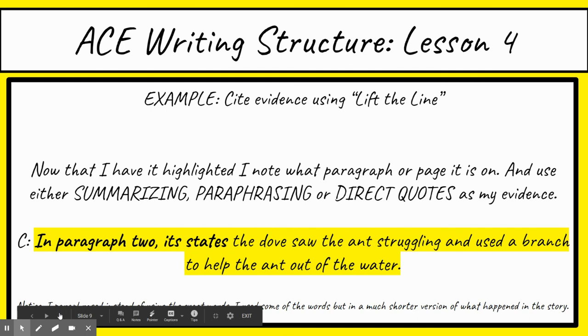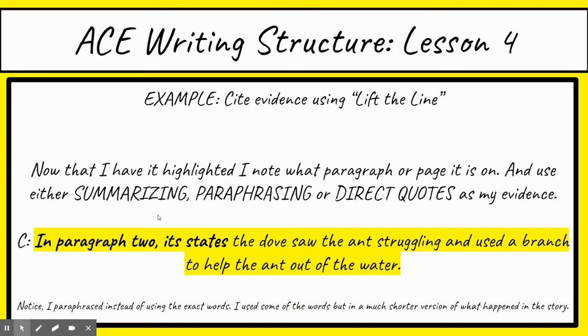Now that I've highlighted it, I note what paragraph and page it's on. I wrote that down on a Post-it note and I stuck it down next to my computer so that I can remember. And I use either summarizing, paraphrasing, or direct quotes to mark my evidence. So here I have my sentence starter. In paragraph, and I insert the paragraph number 2, it states.